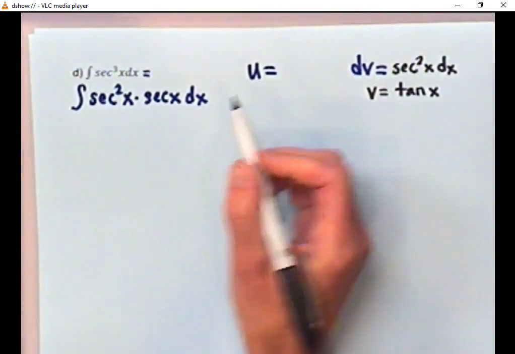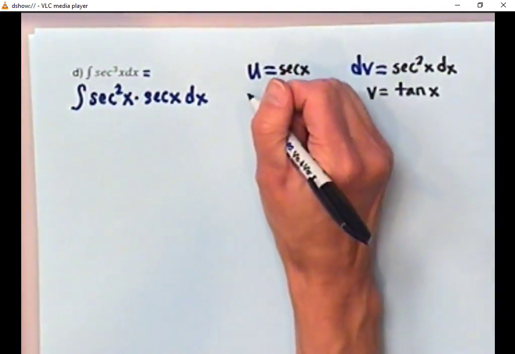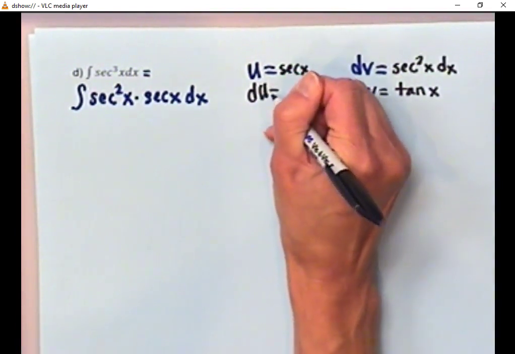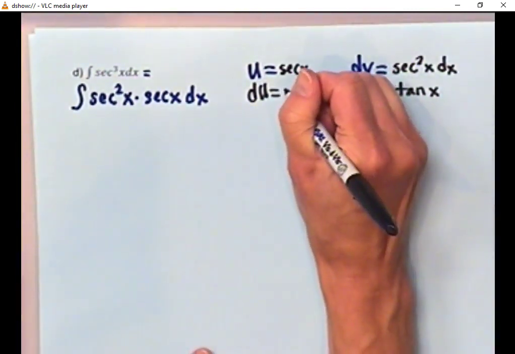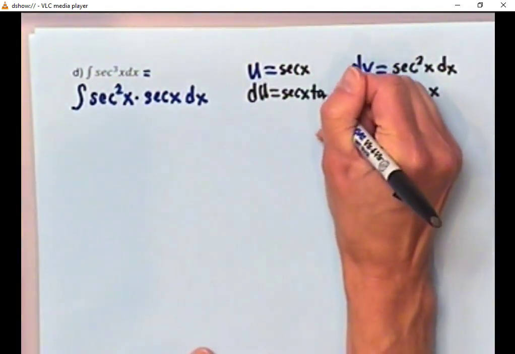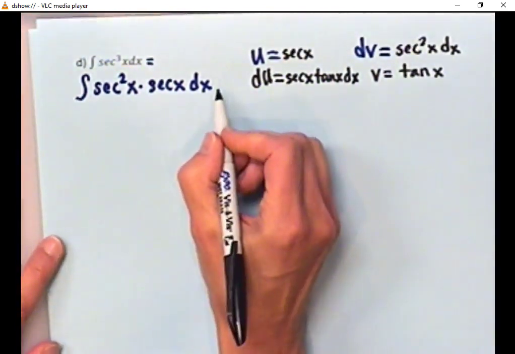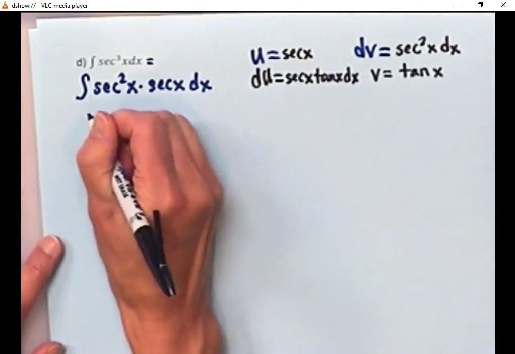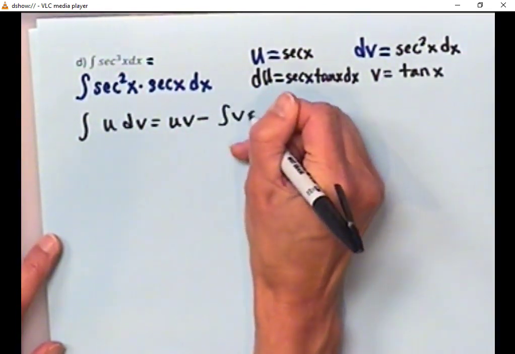And then u could be the other piece, which is the secant of x. So you know the derivative of secant, right? What's the derivative of secant? Secant tangent. There you go. Okay, so let's go ahead and follow our rule here. We've got uv minus the integral of v du.